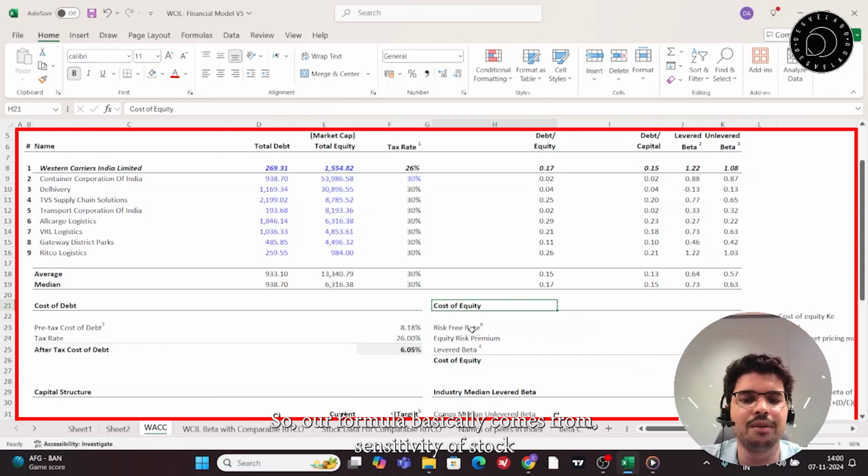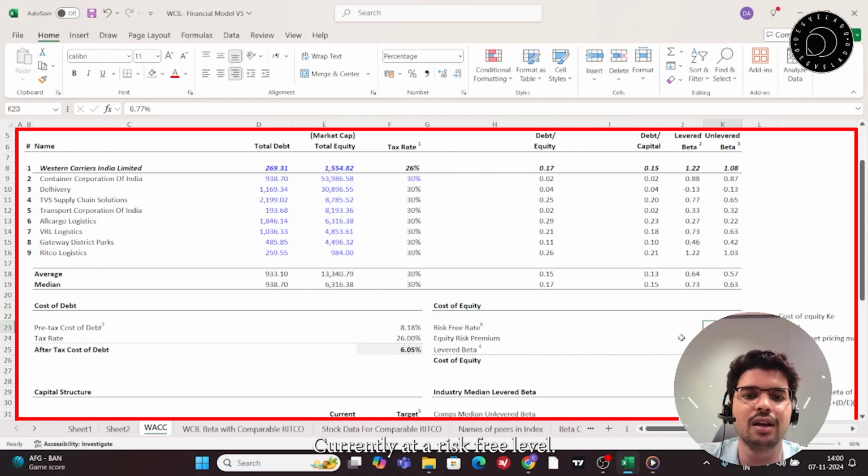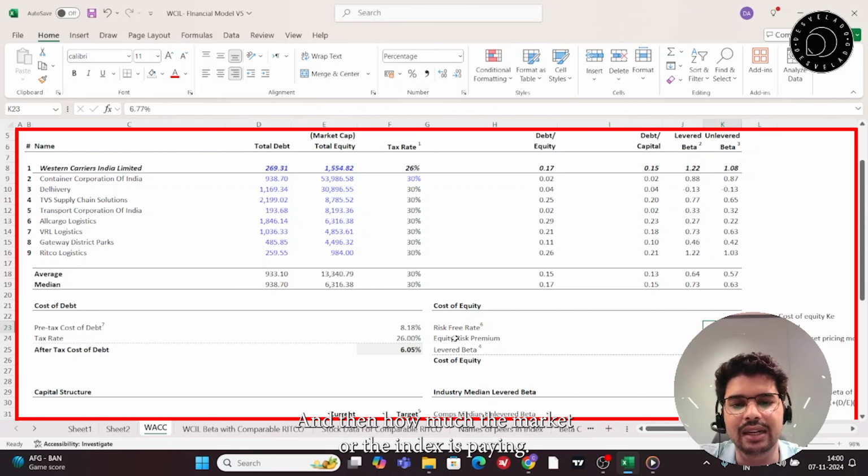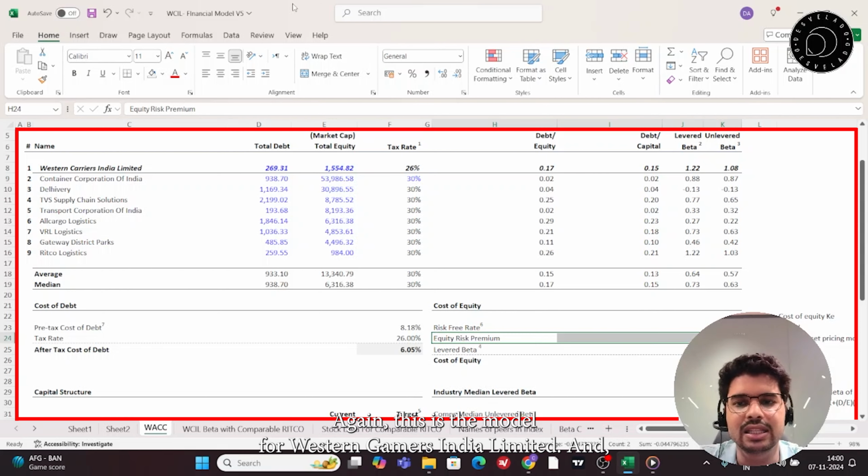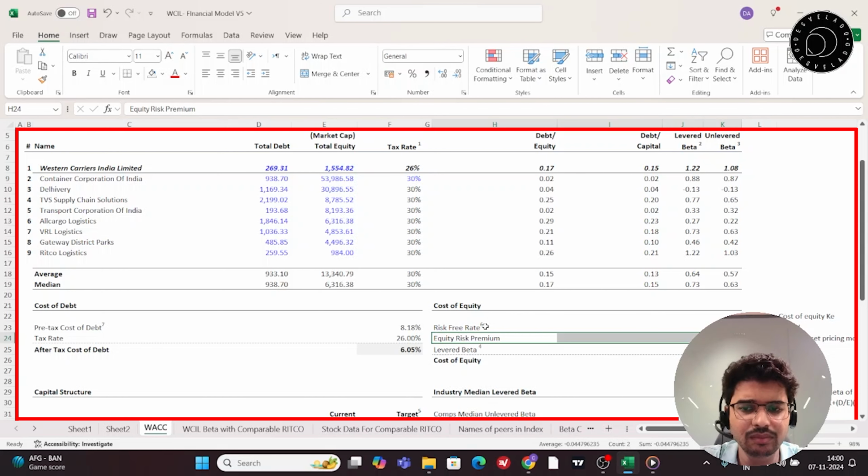So our formula comes from the sensitivity of the stock market, which is the beta, and what is being earned currently at a risk-free level, and then how much the market or the index is paying. Again, this is the model for Western Carriers India Ltd, a company in the logistics sector. So let's just start right away.